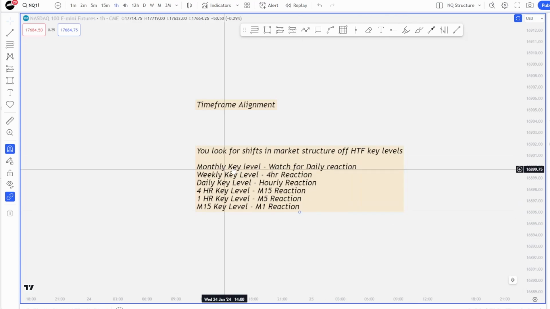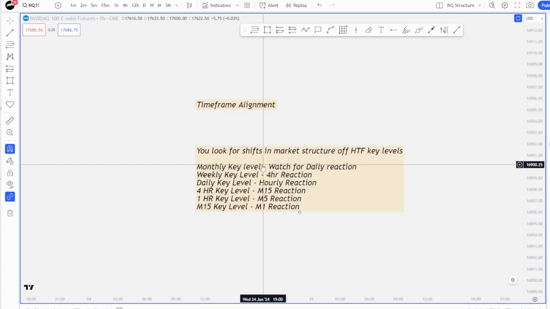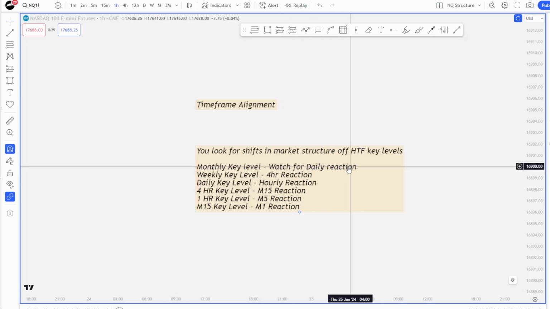Say price drops into a monthly bullish fair value gap. You would drop down and watch the reaction after that monthly key level is tagged on a daily chart. Then you look for a market structure shift off of that monthly key level on the daily, and that will trigger a buy or sell program in regards to what order flow is looking like.